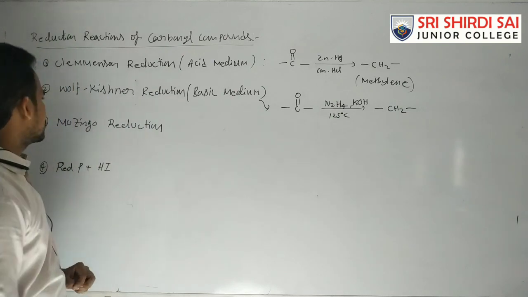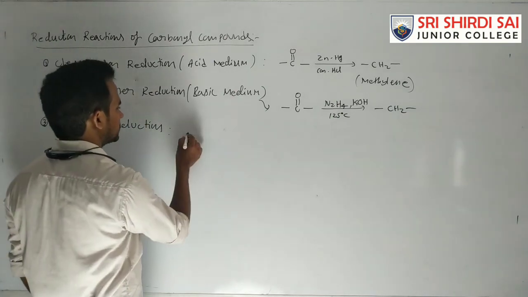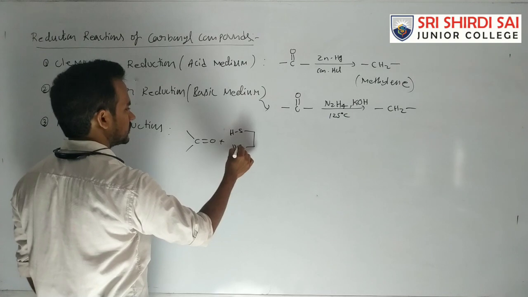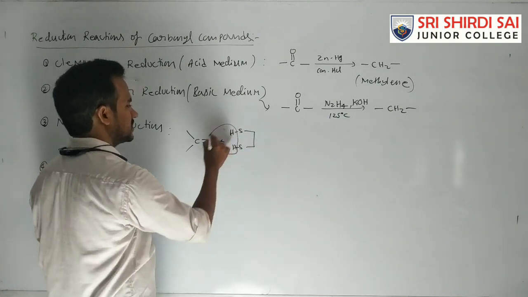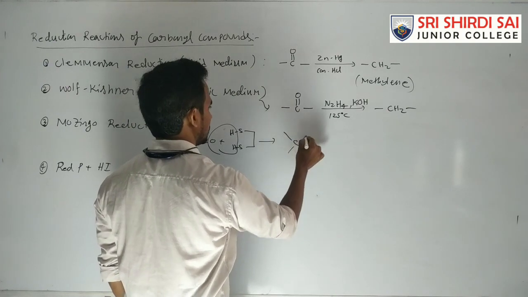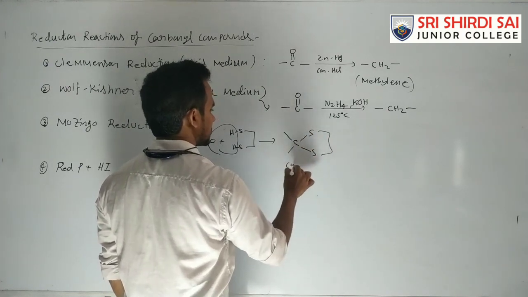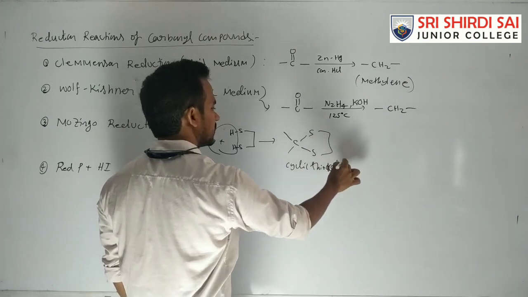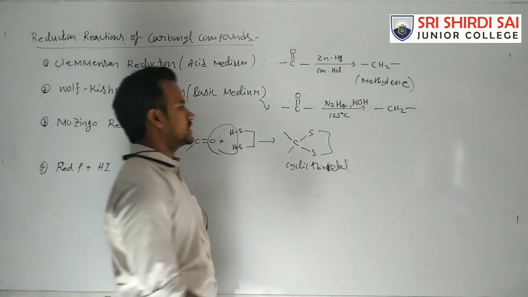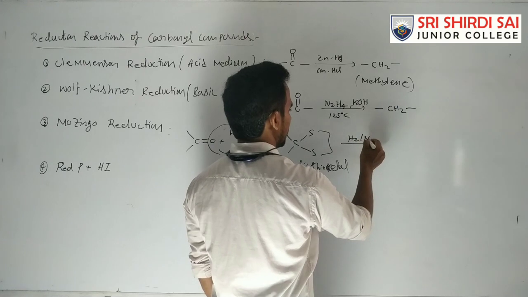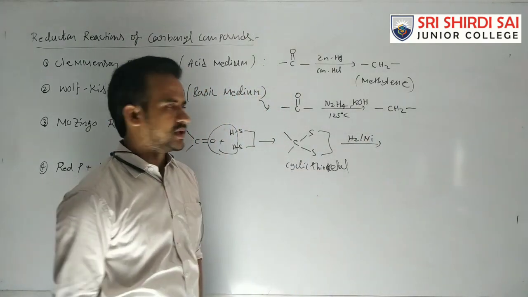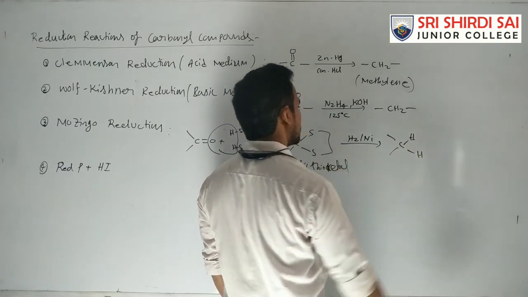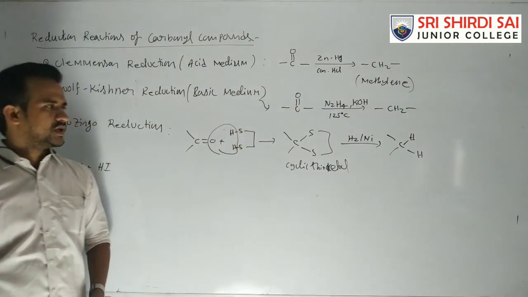Now here, Mozingo reduction. In the Mozingo reduction, the carbonyl group is treated with thioglycol, with loss of a water molecule. So this is a cyclic thioketal. This thioketal on reduction with H2 and nickel gives the same alkane. Finally the C=O group is converted to CH2 in this reaction also.